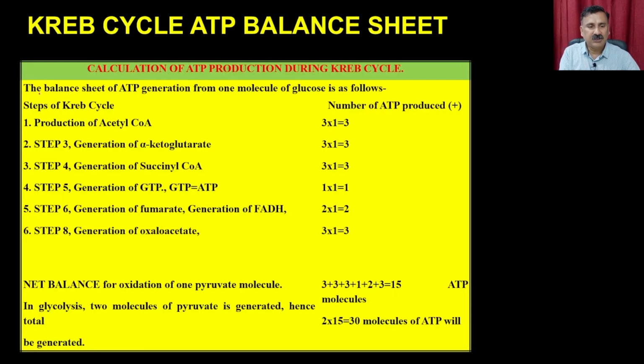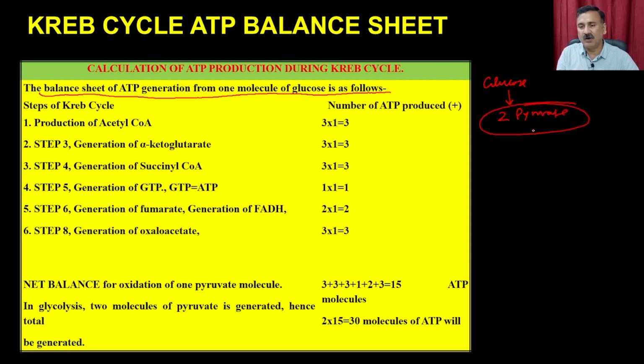So the balance sheet of the ATP generation of one molecule of glucose is as follows. You remember that one glucose molecule is going to produce two pyruvate molecules, which means for one glucose molecule, you are going to have two rounds of Krebs cycle. This is important to remember so that you do not get confused when we multiply this number.